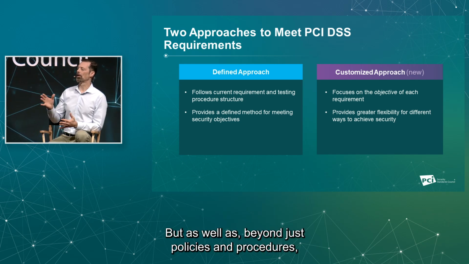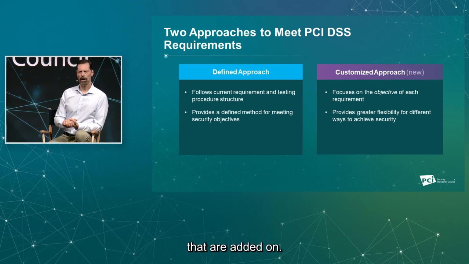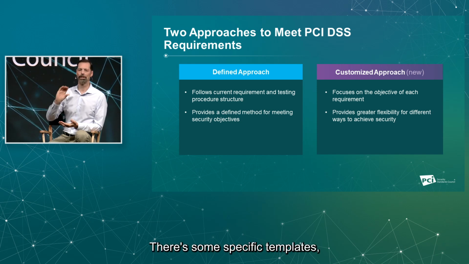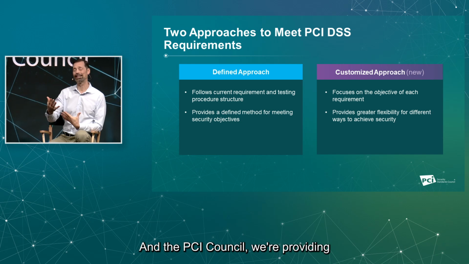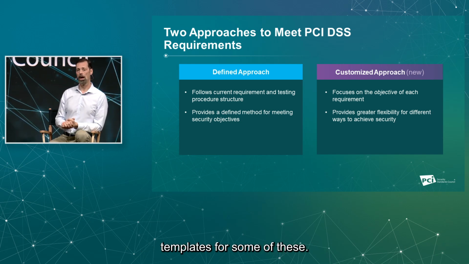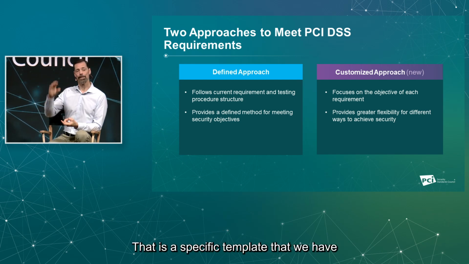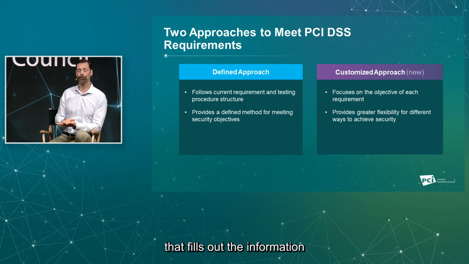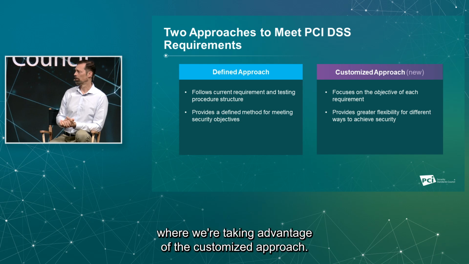But beyond just policies and procedures, there's other types of documentation that are added on. There are some specific templates and forms that need to be filled out, and the PCI Council is providing templates for some of these. One of these is for the targeted risk analysis. That is a specific template that fills out the information that will have to be filled out for each requirement where we're taking advantage of the customized approach.